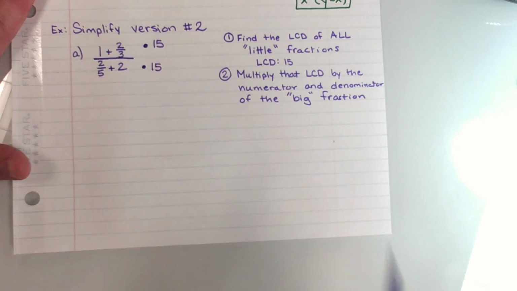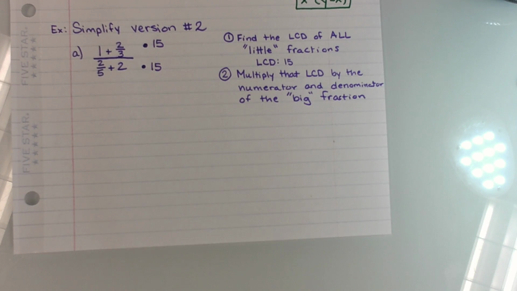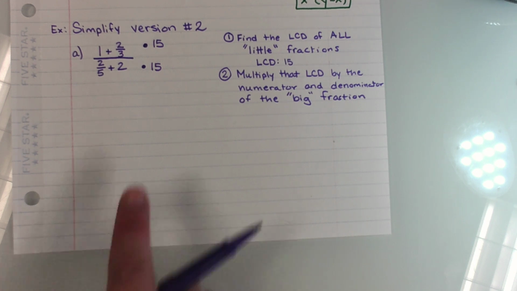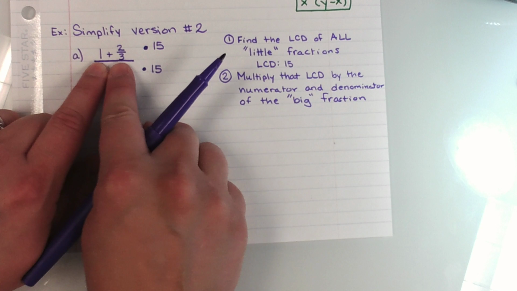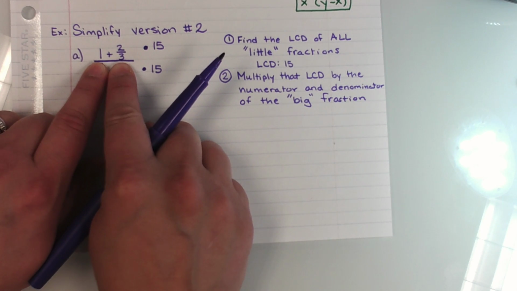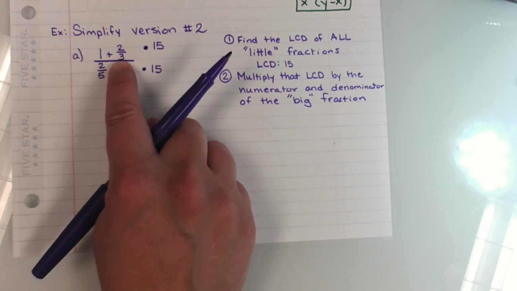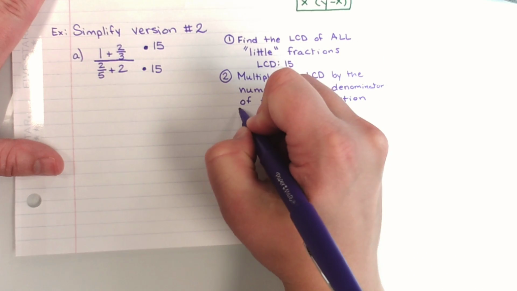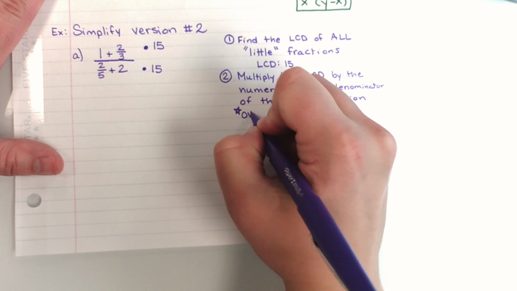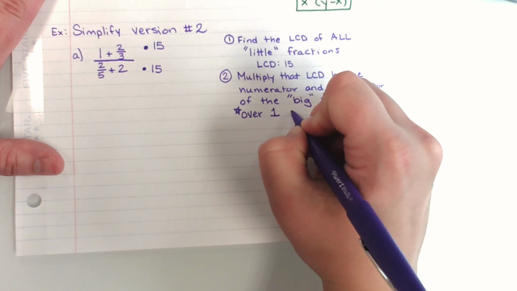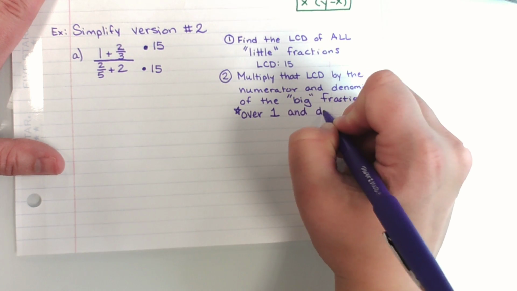Now, when I do that, I have to keep a couple things in mind. I have to remember that that 15 is getting multiplied not by one of these two little fractions, but by both of them. And how do I multiply a whole number by a fraction? Remember that it's over 1. So a couple little reminders is that it's over 1 and you need to distribute.